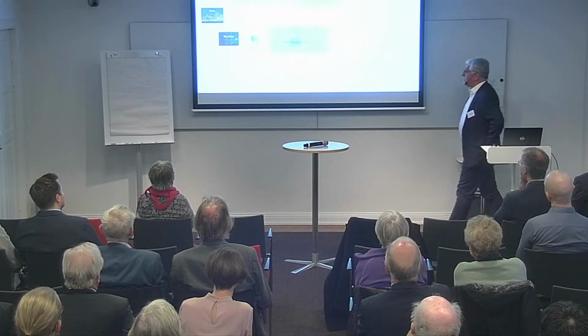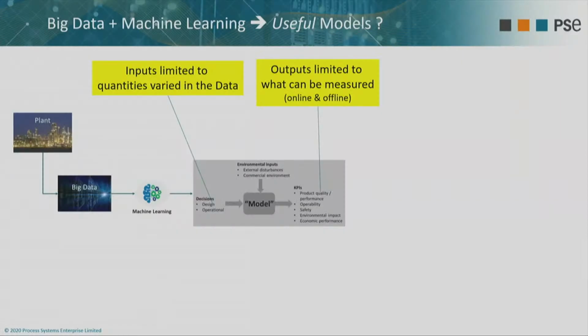Of course, I'd like to predict all these key performance indicators, but again, the model will be limited to whatever outputs can be measured. So if I can only measure temperatures and pressures, there's no way this model is going to predict the molecular weight distribution of my polymer, for example. I think it's a pretty obvious statement, isn't it?